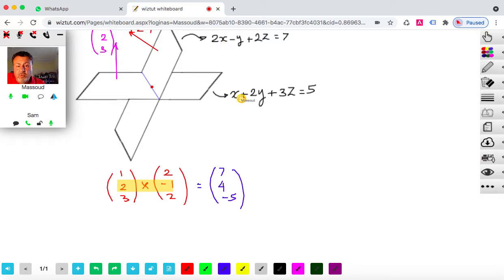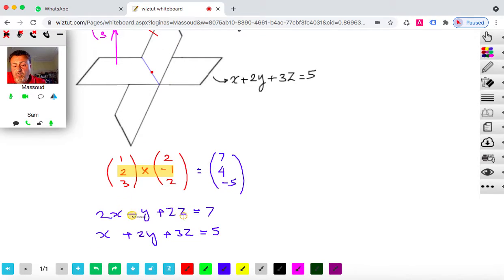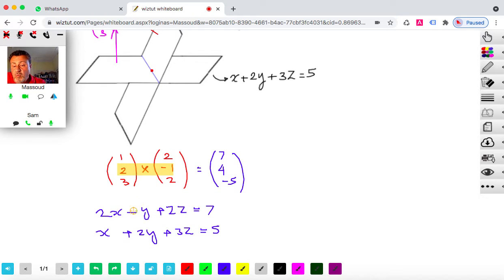So to do that, I'm going to solve these two equations simultaneously: 2x minus y plus 2z equals 7, and x plus 2y plus 3z is equal to 5. Now, as you know, we've got three variables, but we've got only two equations. So we have more variability, more flexibility in this setup than we have restrictions, which are the equations.